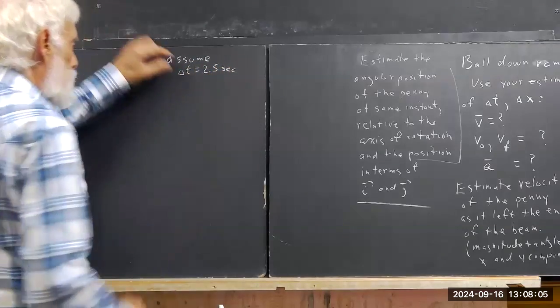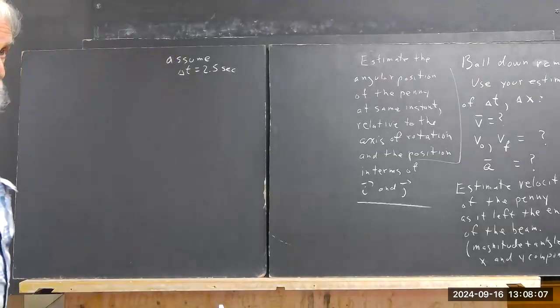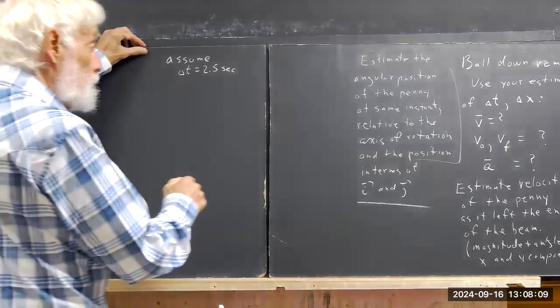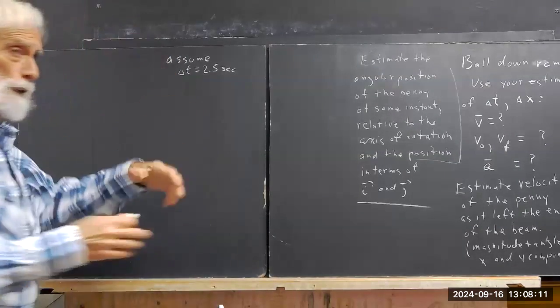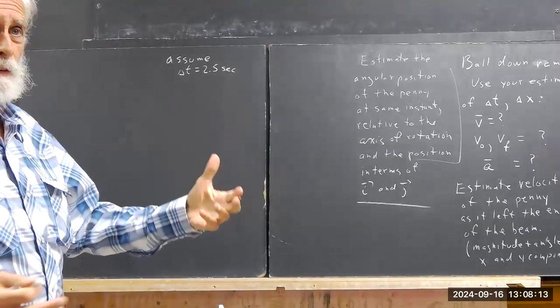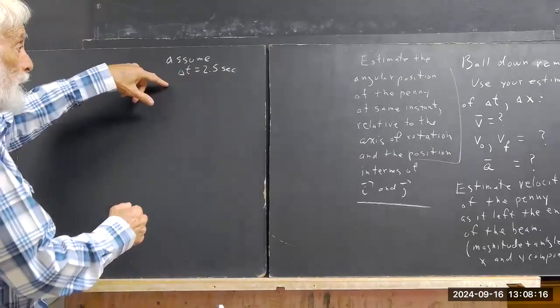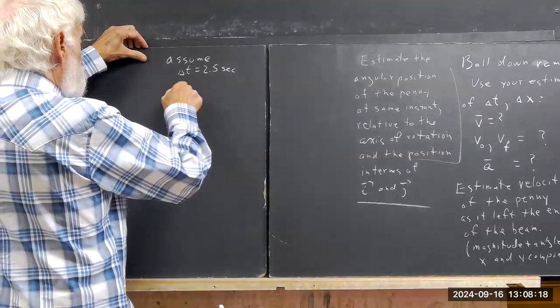I'll use 2.5 seconds because it's easy to calculate. Okay, we can't do 2.3, but you know, sometimes we go catatonic for 3 or 4 minutes and waste class. So I don't want to do that. Okay, so we got delta T and delta X.